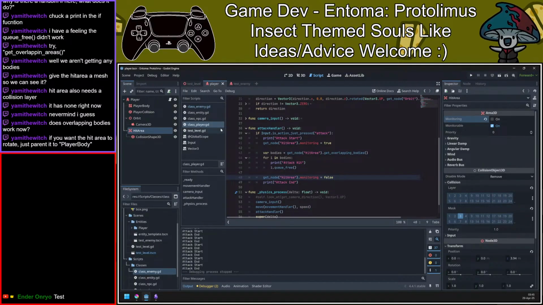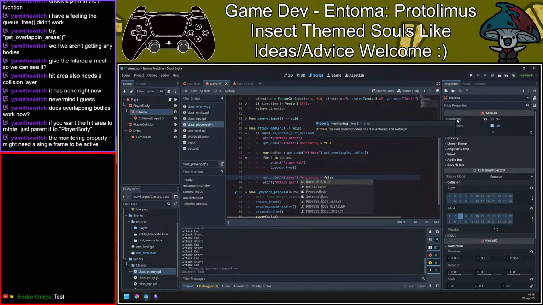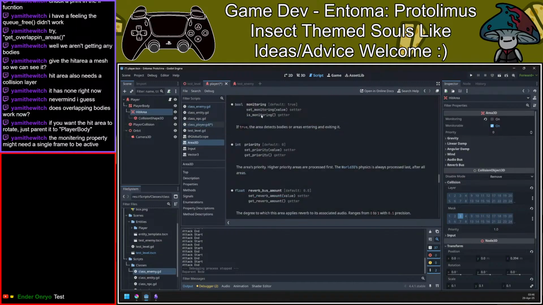If you want the hit area, just parent it to player body. Pog. Okay, but yeah, monitoring is not working. Is it this? Actually, I can just highlight this. Set monitoring. Oh, okay.